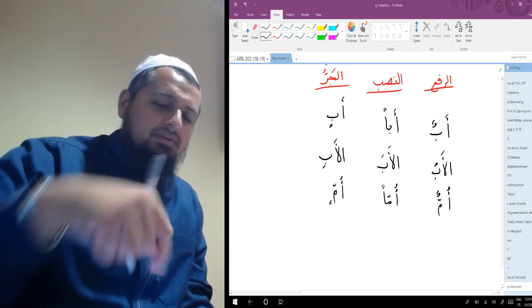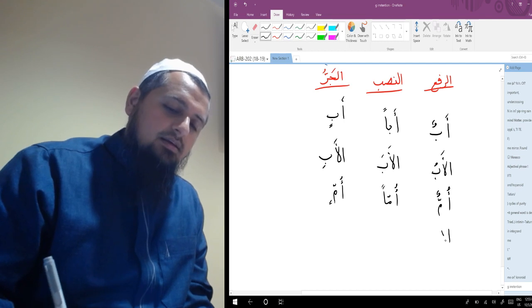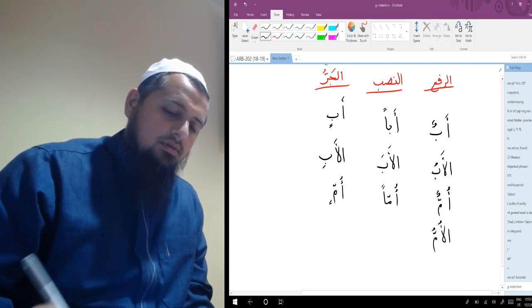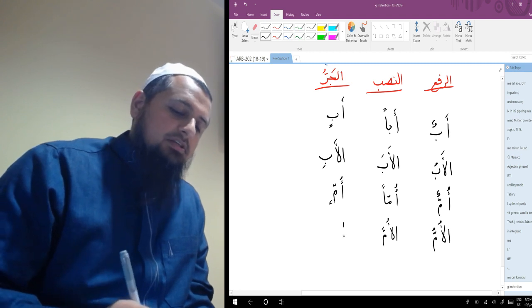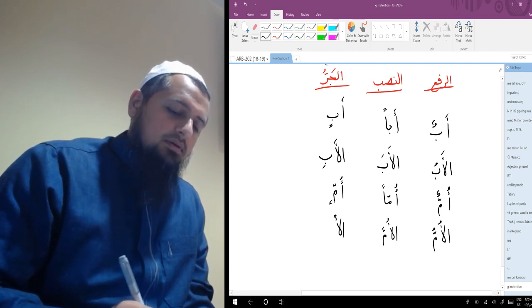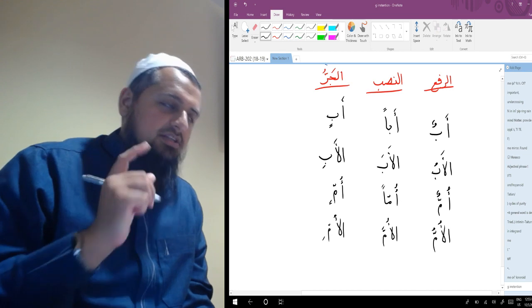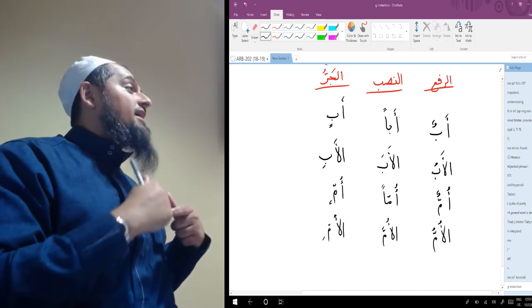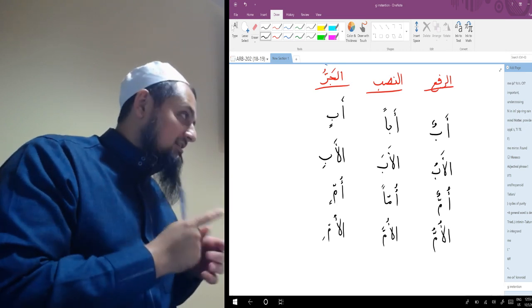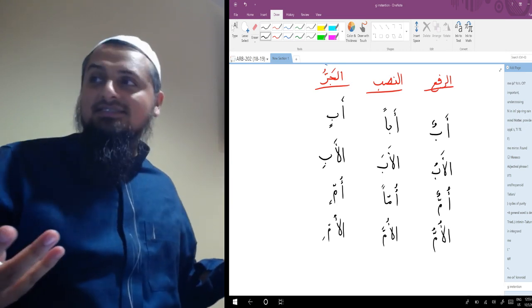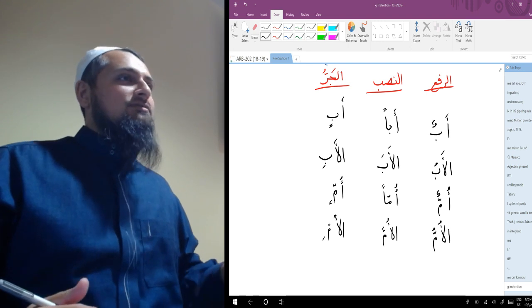Alright, and if I put alif lam in front, it becomes al-ummu. In the state of nasab, good, al-umma. And in the state of jar, al-ummi. Again, just a reminder, the purpose of this is just to recognize what the noun looks like in the state of rafa, nasab, and jar. Why is it going to be in these states? You will find out.